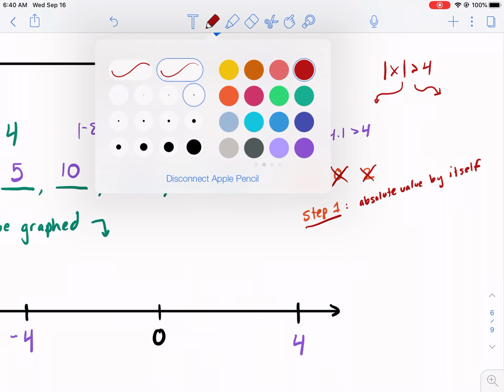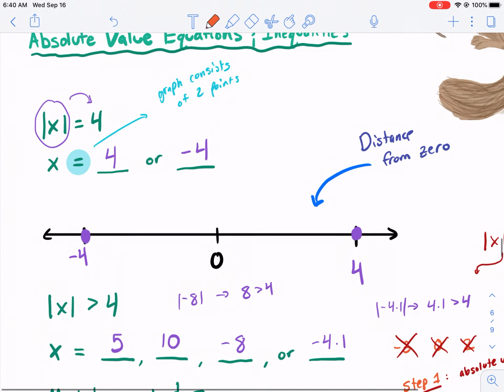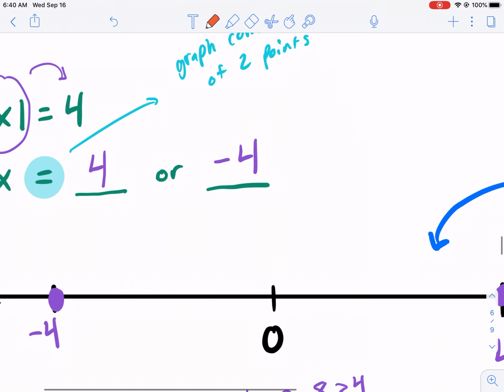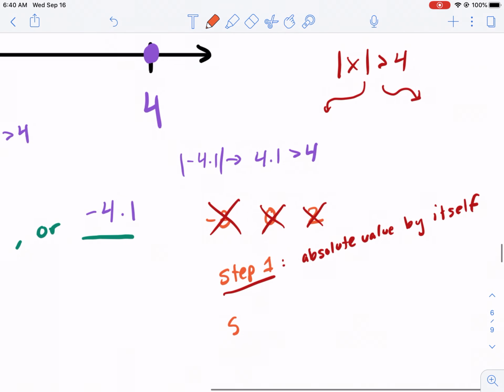Okay. So step 2 is split. Why do we split? Well, for this principle up here, the distance from 0 could be positive or negative. We can go in either direction. So we have to split this up into 2 branches.